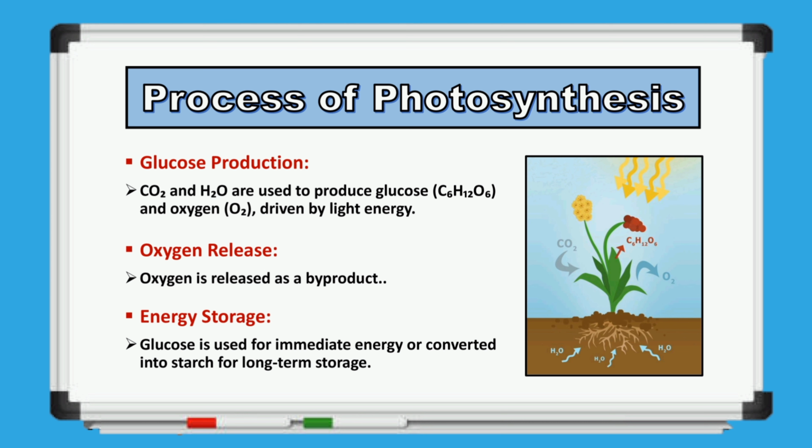During the production of glucose, carbon dioxide from the air and water from the soil are used to create glucose and oxygen, all powered by the energy from sunlight. The oxygen, which the plant does not need for this process, is released into the air as a byproduct through the stomata in the leaves. So overall, photosynthesis not only produces food for the plant but also helps store energy in the form of starch and contributes oxygen to the environment, supporting life on Earth.